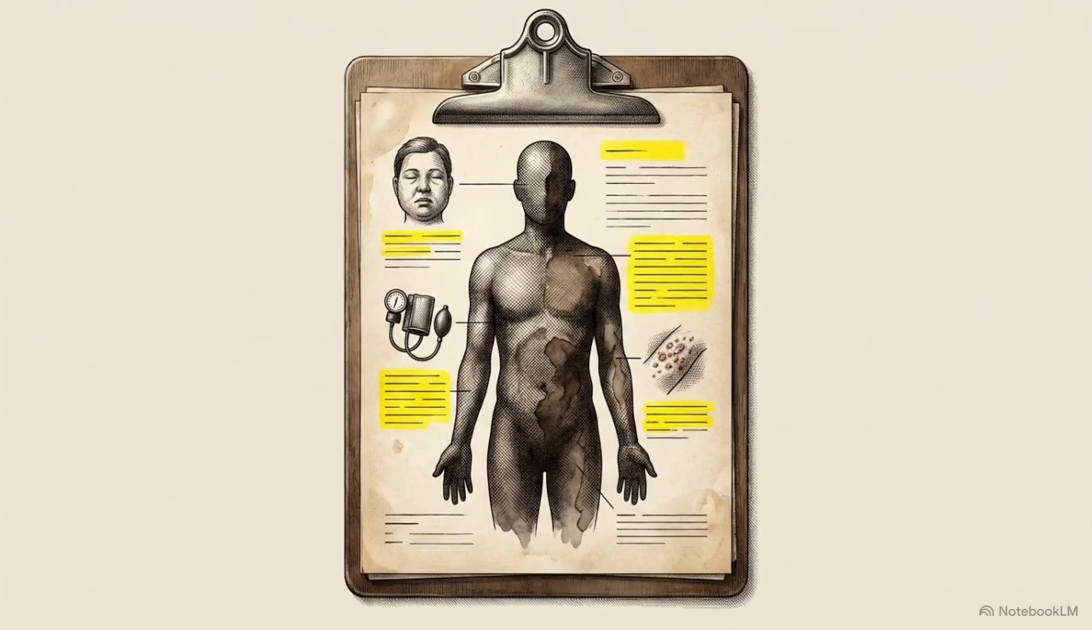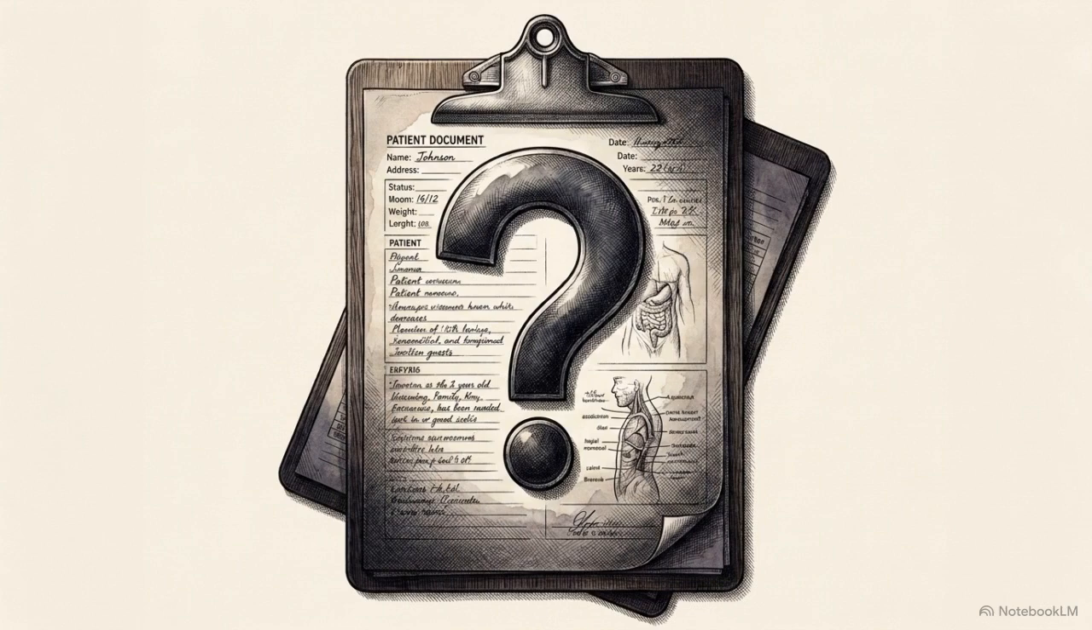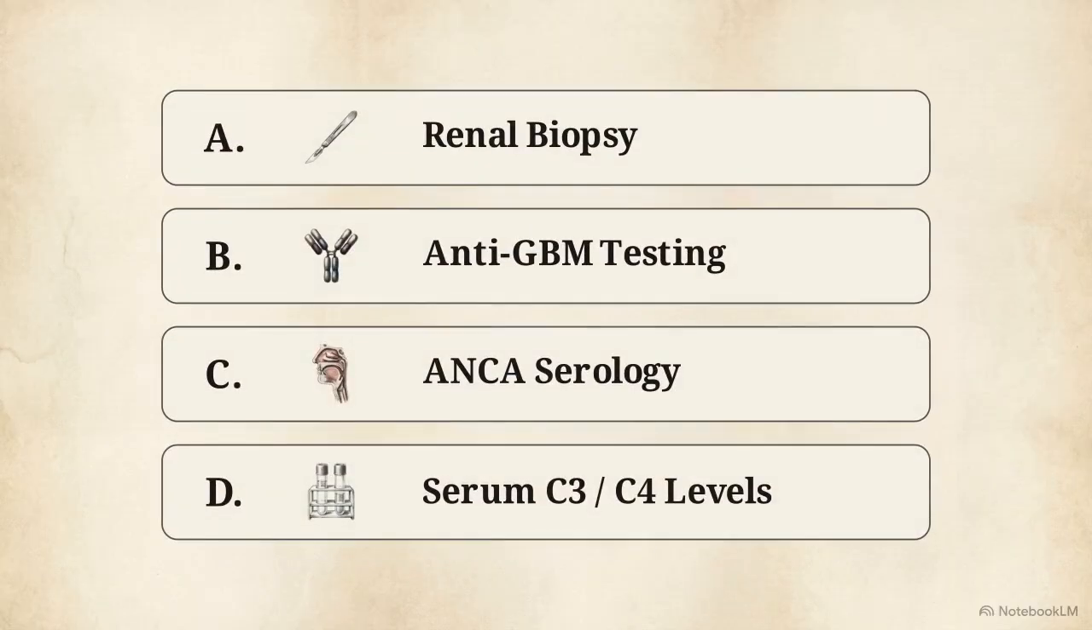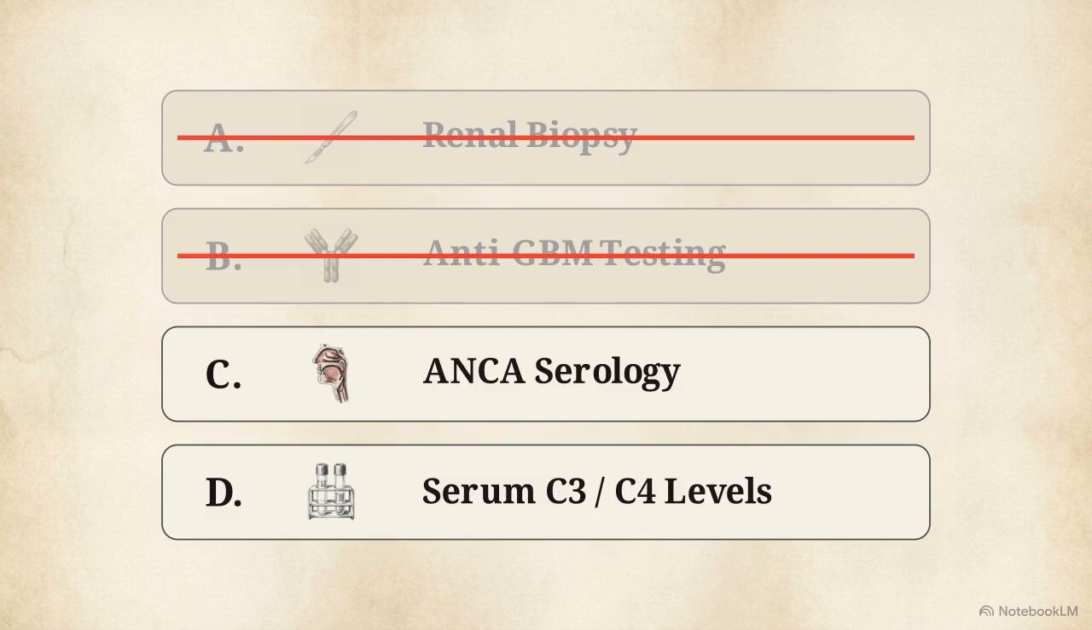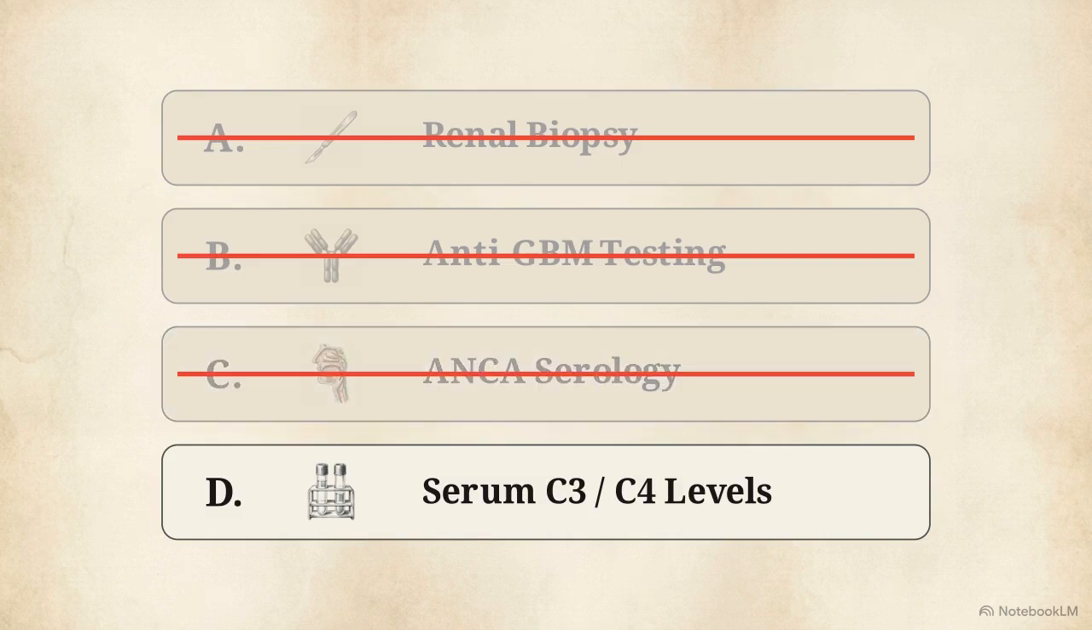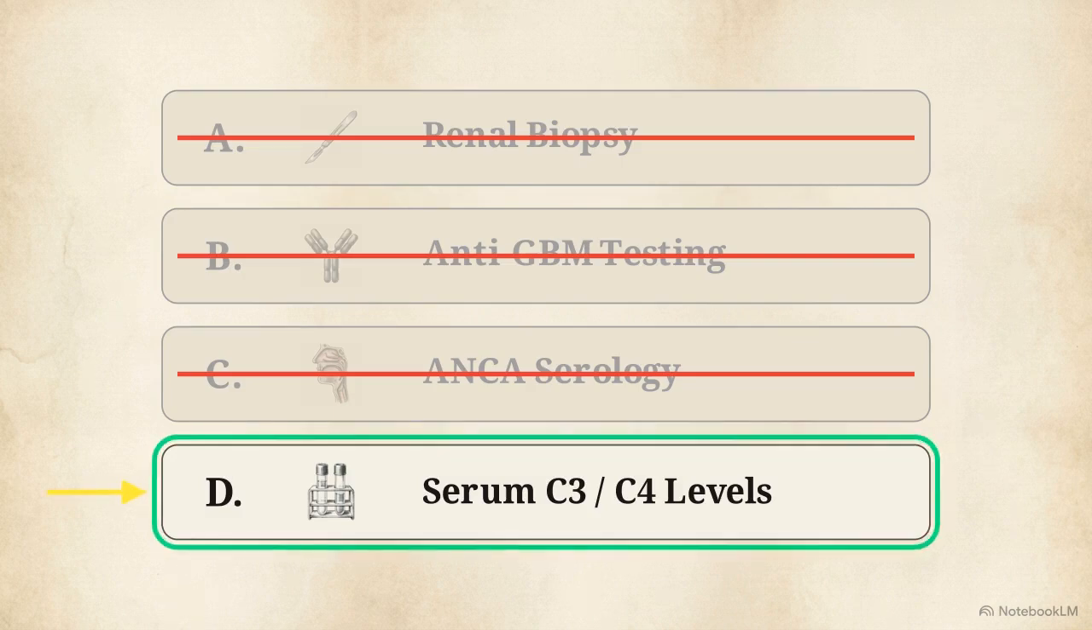Let's test this. A 10-year-old presents with facial edema, dark urine, and hypertension exactly 3 weeks after an episode of impetigo. What is the most appropriate next step in diagnosis? A renal biopsy is overly invasive for a classic presentation. Anti-GBM testing targets Goodpasture, and ANCA serology screens for vasculitis. Given the specific 3-week latency following impetigo, checking serum C3 and C4 levels is the definitive next step.